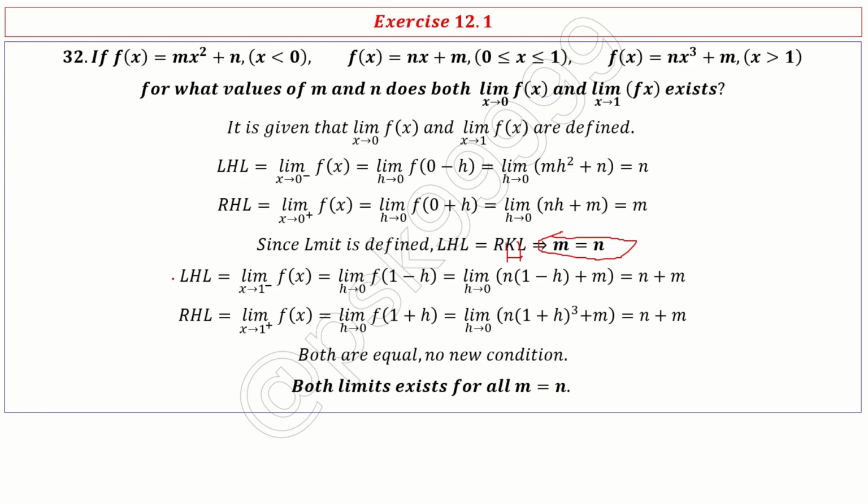There is no condition required, because whatever the functions defined, they always give me, for x tends to 1, it is always n plus m only. So there is no special condition for this. Both are equal and no new condition is required for limit x tends to 1. So both limits exist for all m equal to n. If I take the intersection of these two, if both limits are existing, then the condition required is only m equal to n. If m equal to n, then both conditions are satisfied, and limit x tends to 0 and limit x tends to 1 both exist.